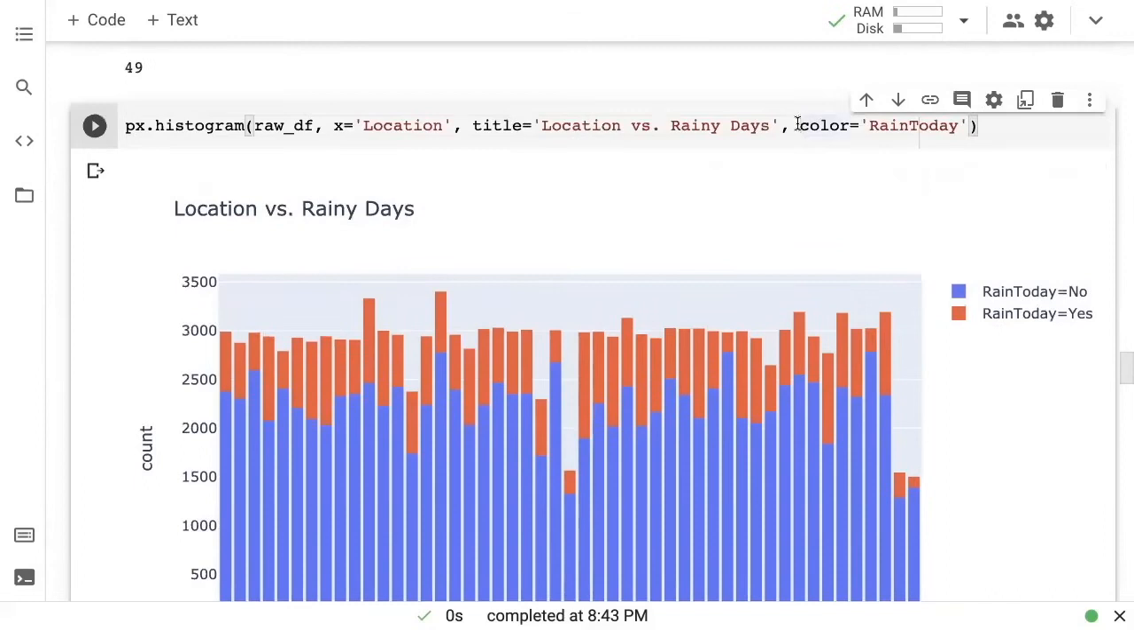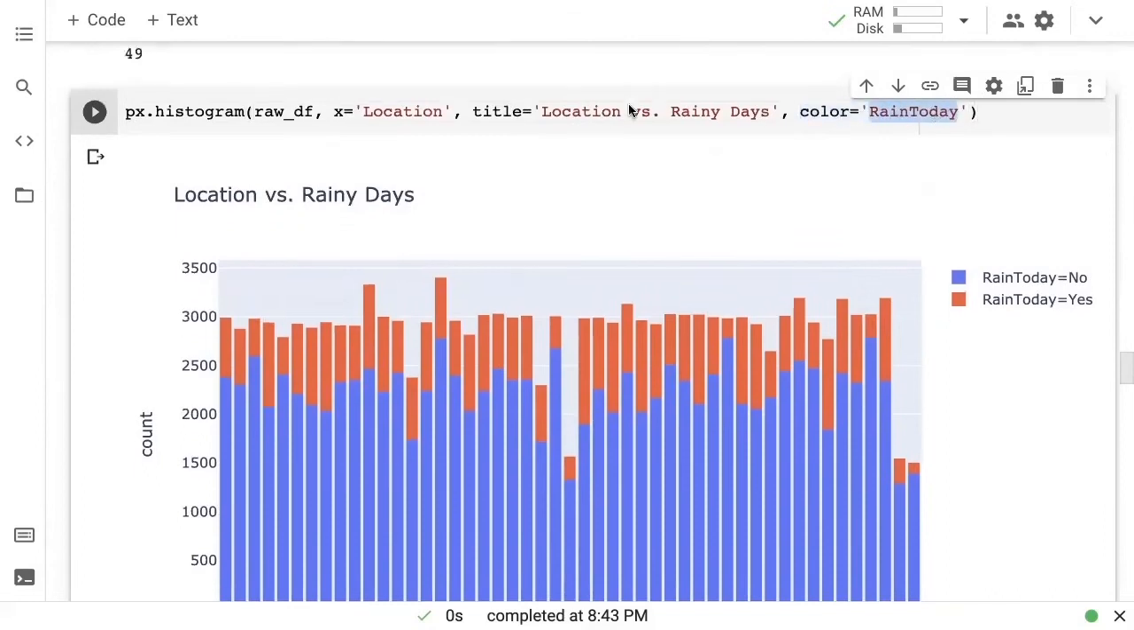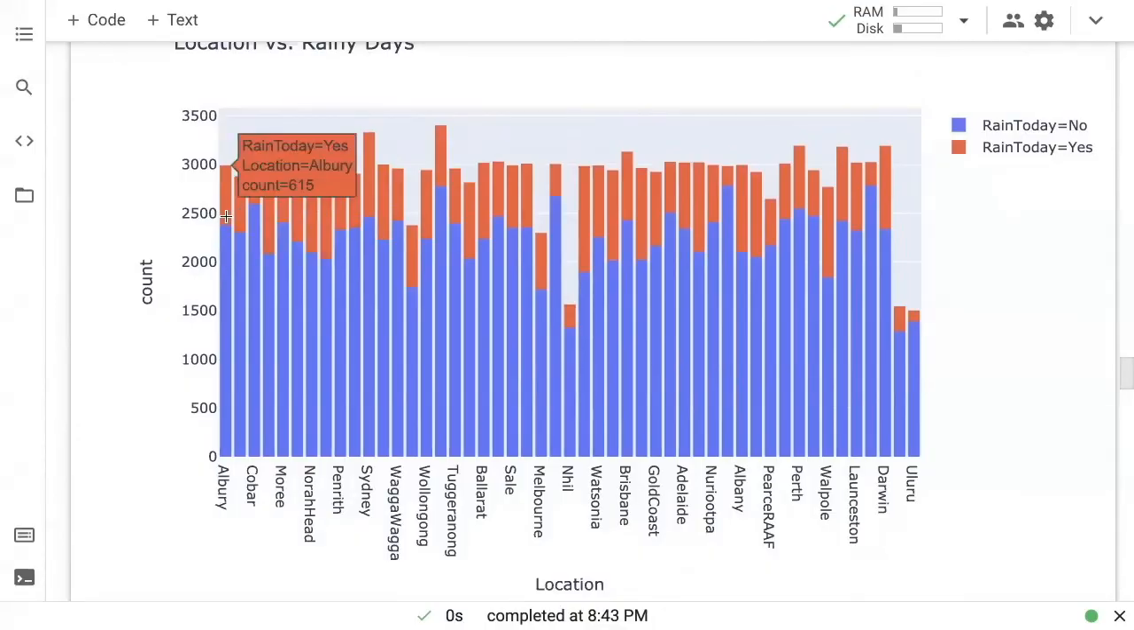I have also chosen color as rain today. So we have split these bars to show whether the value of rain today is no or yes. So if you roughly look at this, you can see that in Albury, there were 2300 measurements where there was no rain on those days. And there were 600 days where there was rain on those days. So 600 out of 3000, that's about 20% of days. And that seems to be roughly the case, that about 20% of days in pretty much every city, there was rain. And then for about 80 or 75% of days, there was no rain.